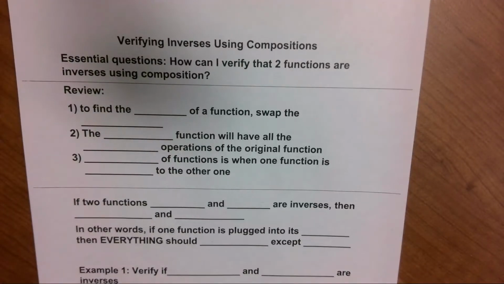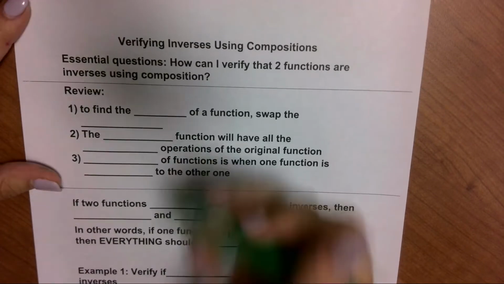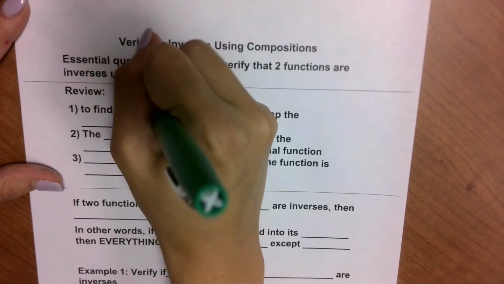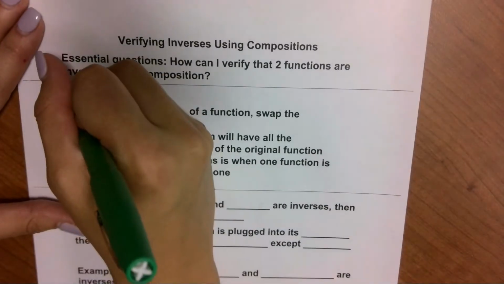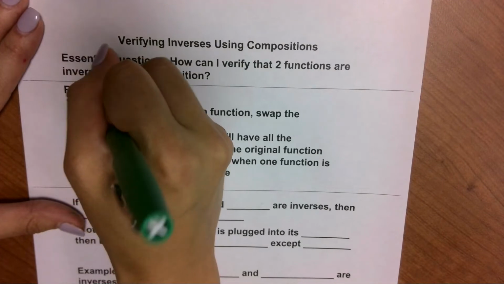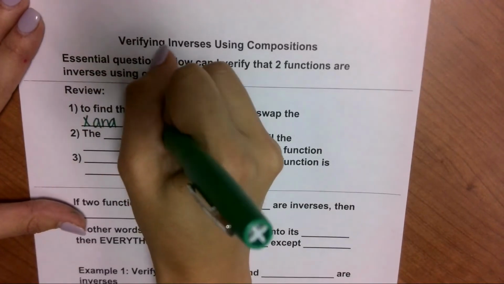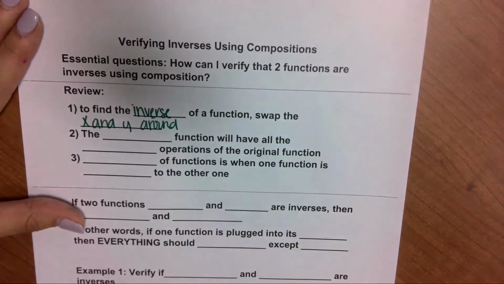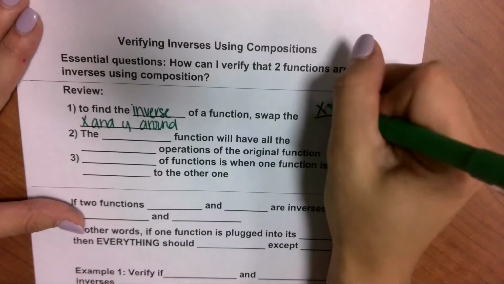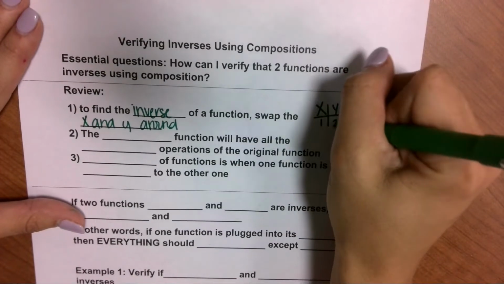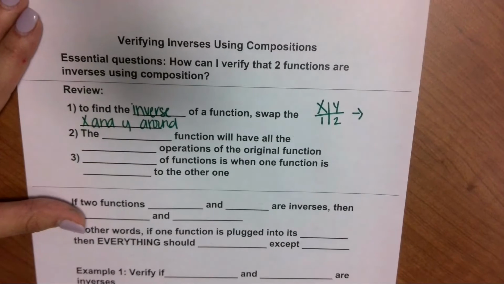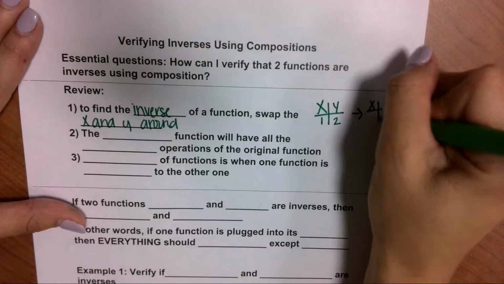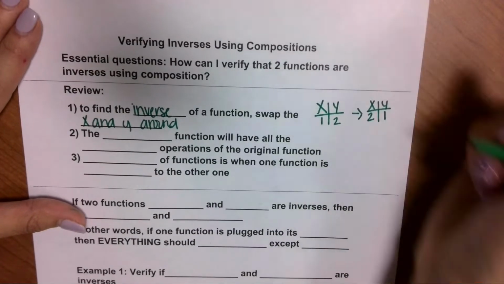This is a combination from Monday's, Tuesday's, and Wednesday's notes. So to find the inverse of a function, swap the x and y around. If I had a table, like from Monday, with a point on there and you want to find the inverse, all you do is flip-flop x and y places. So my new x is 2, my new y is 1.